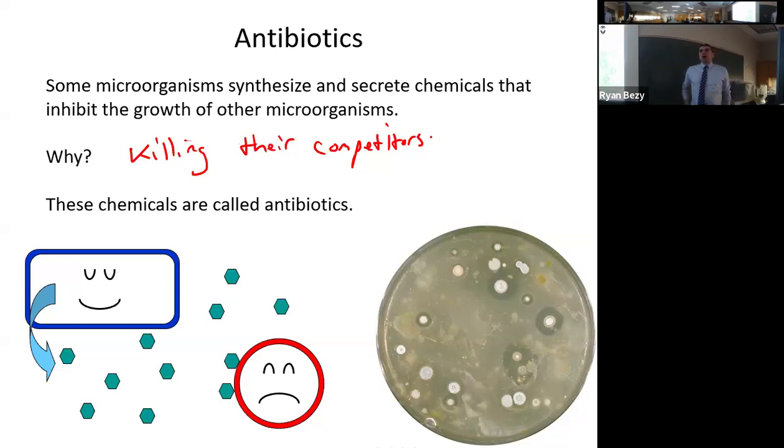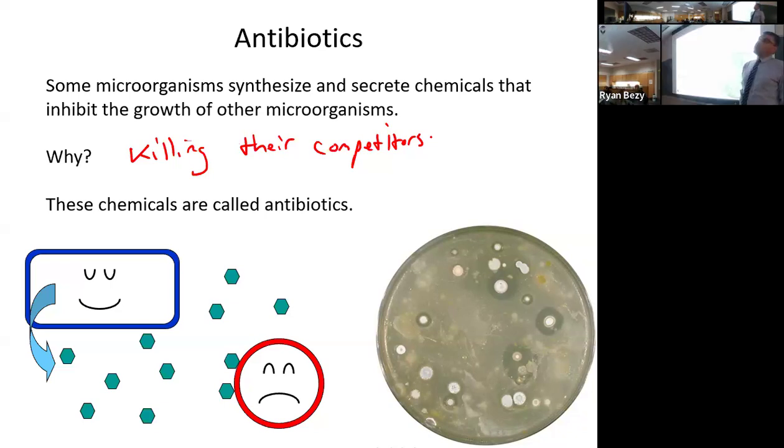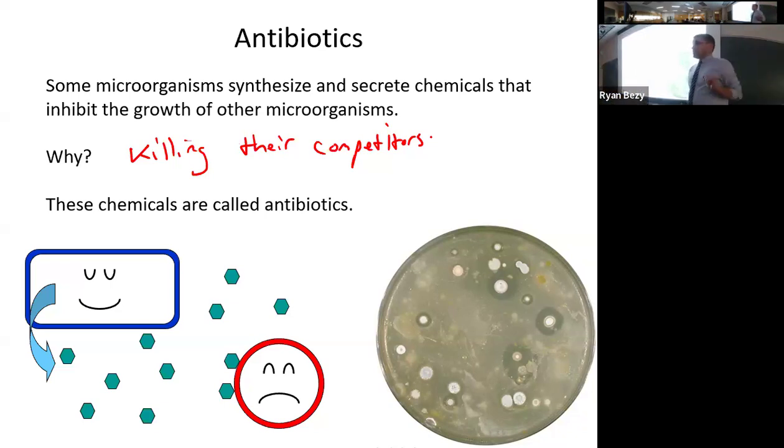Is there one range that inhibits bacteria more often? Like the fungus was the one for staph. Is that a more prevalent one? There's a lot of bacteria that make antibiotics to kill other bacteria. There's a lot of fungus that make antibiotics to kill bacteria. Both.